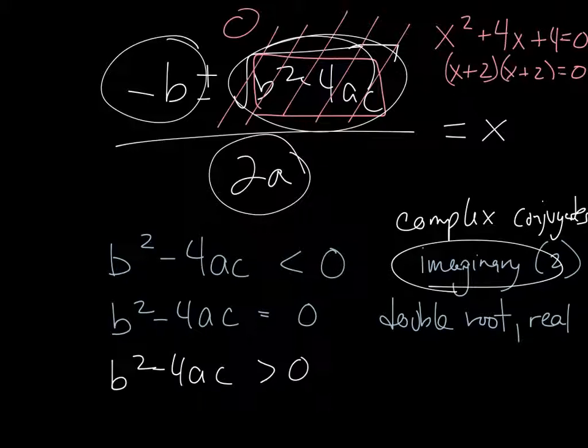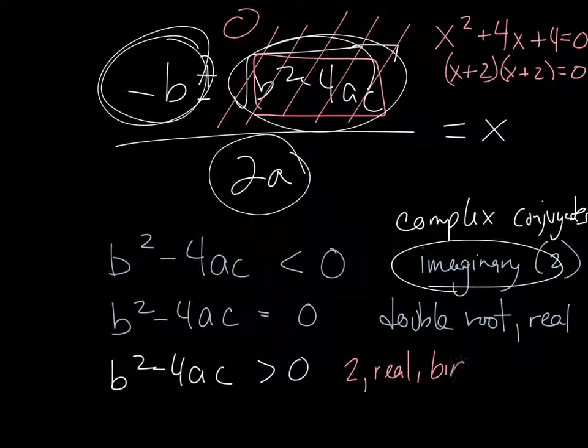In this case, if the discriminant is positive, we'll get something plus or minus something else that's under the radical, still all over some number. We call them binomial conjugates. Okay, 2 real binomial conjugates. Those are the 3 cases we have to analyze.